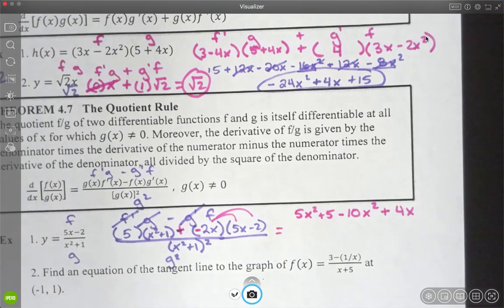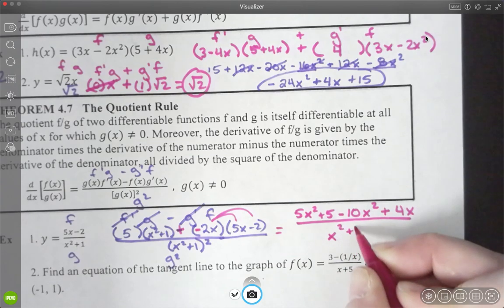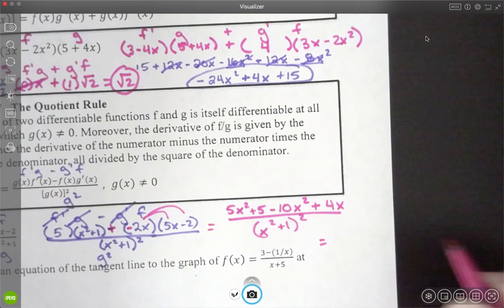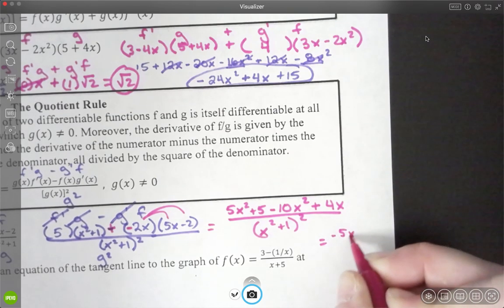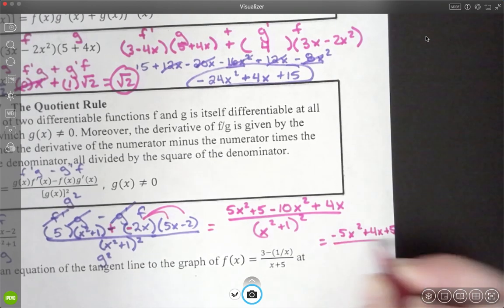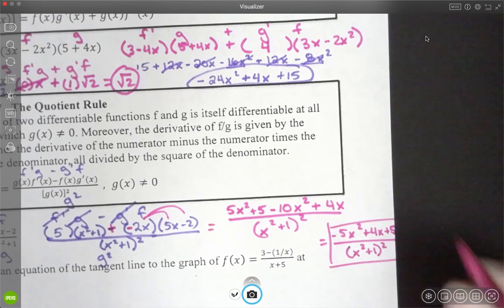Okay, all over, I'm going to leave the bottom. I'm not going to FOIL the bottom out. Don't FOIL the bottom out. Let's simplify the top. Last thing. Negative 5x squared plus 4x plus 5, all over. Still leave that. There you go. That's my derivative.